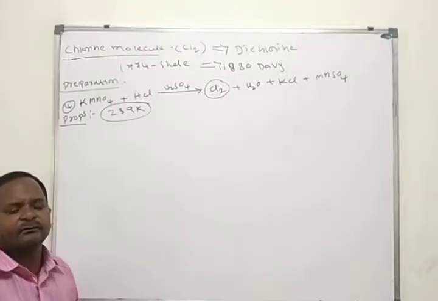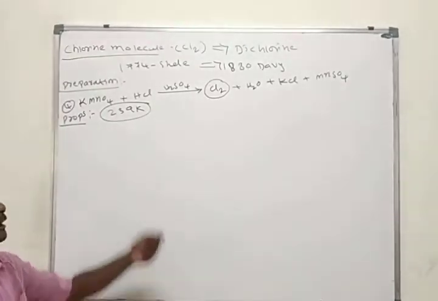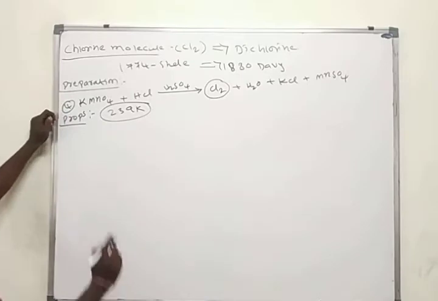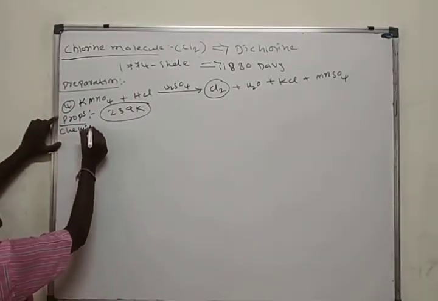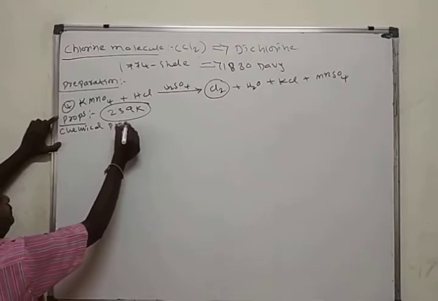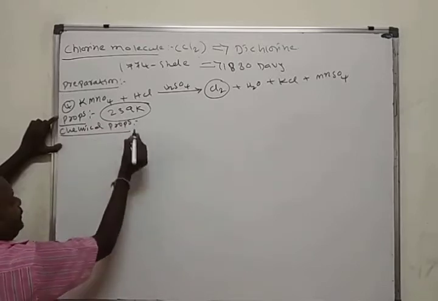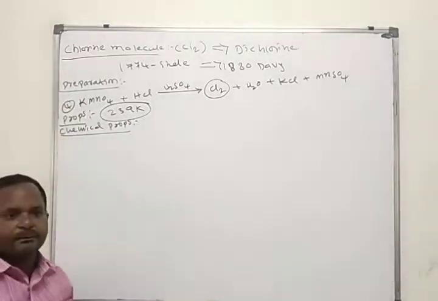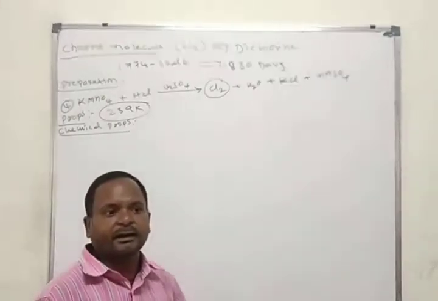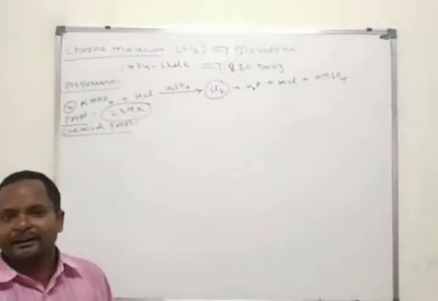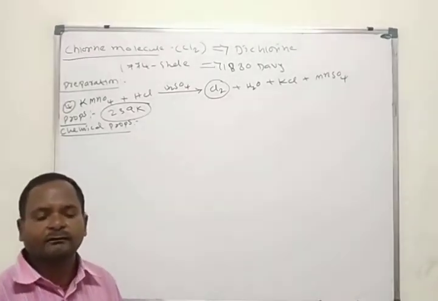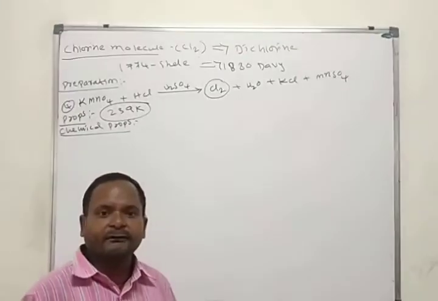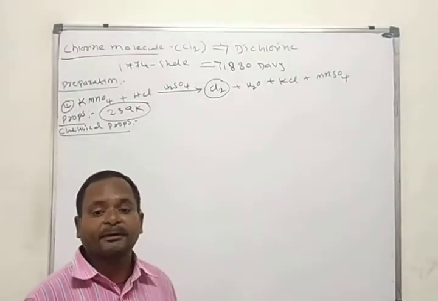In continuation, we'll see the chemical properties of the chlorine molecule. Chemical properties means here we have different chemical properties. It is a highly electronegative element. Compared to fluorine it is less, but it is also one of the important electronegative elements present in the periodic table.